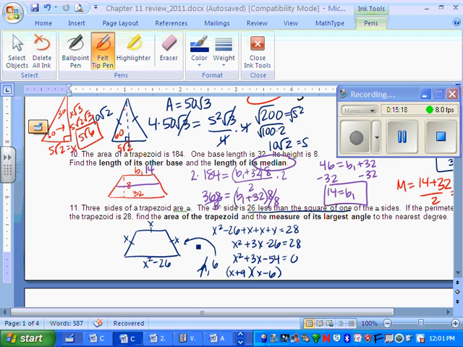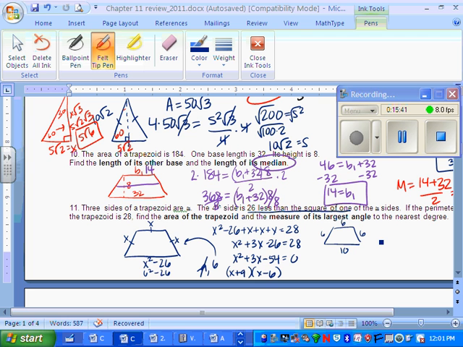6 is going to be my side, so I plug it back in. And now I know that one base is 6. The other legs are also 6. And what else do I know? I know that plugging in 6 right here, 6 squared minus 26, 36 minus 26 is 10. My other base is 10.